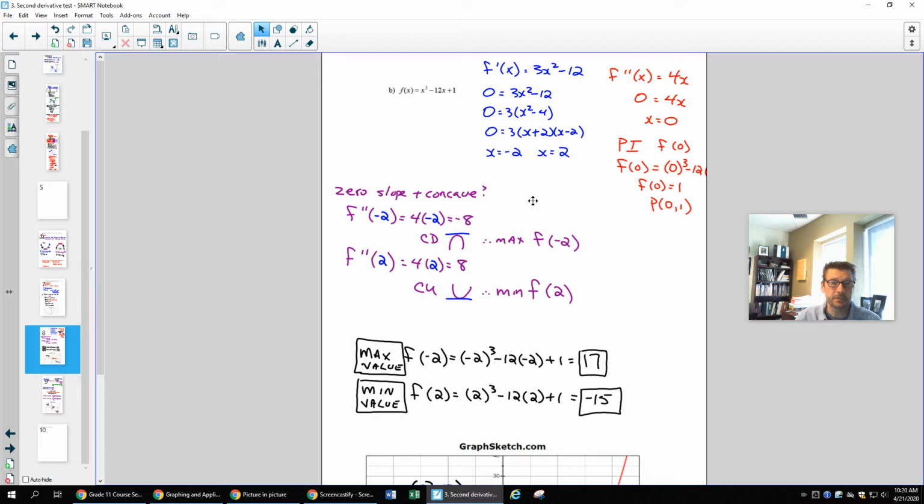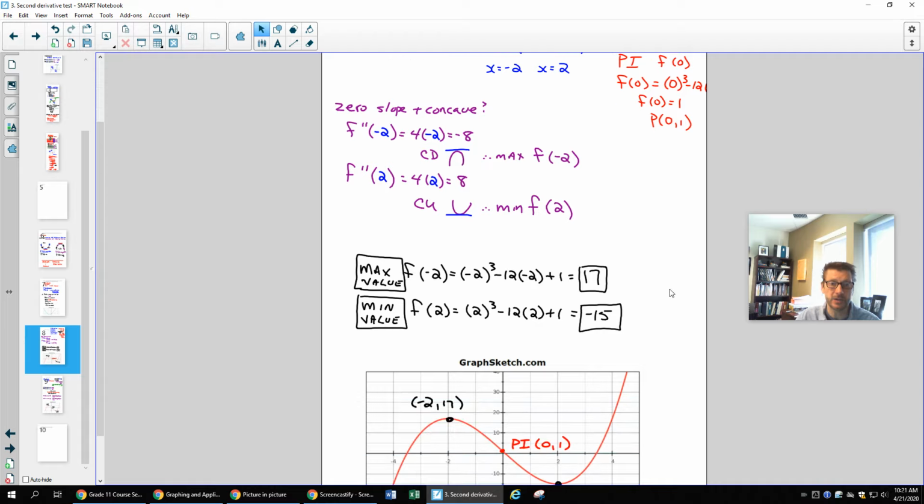Now, what kind of concavity do I have with my zero slopes? When x is -2, I get a negative second derivative. So I am concave down with a zero slope. That's the maximum at -2. When I put in my x equals 2 value into my second derivative, I get 8. So that means I am concave up. When x equals 2, I'm concave up and a zero slope. I must be at the bottom of the curve at f of 2.